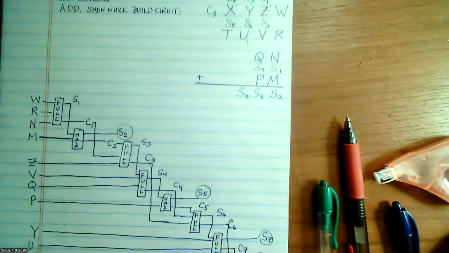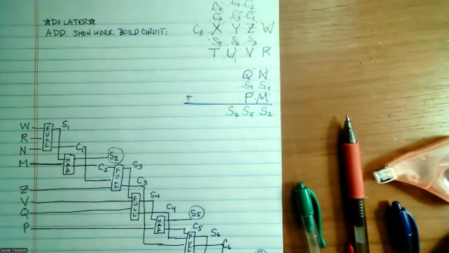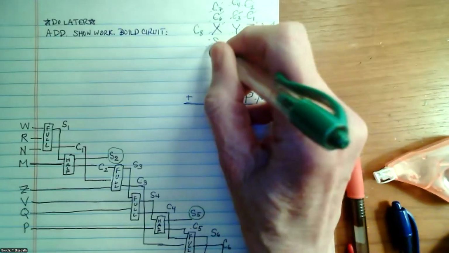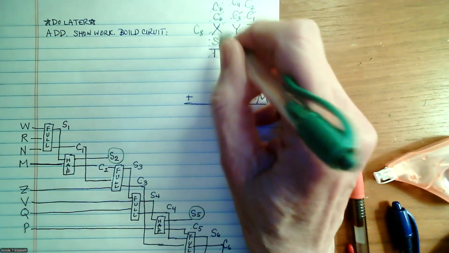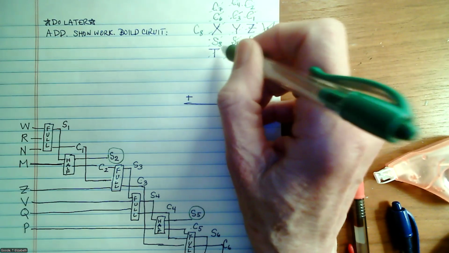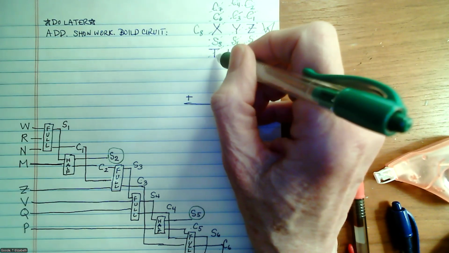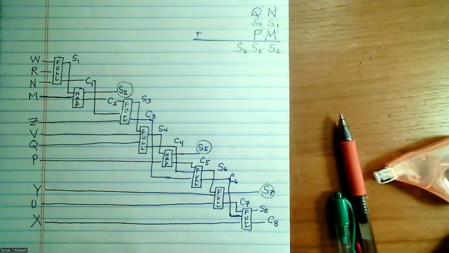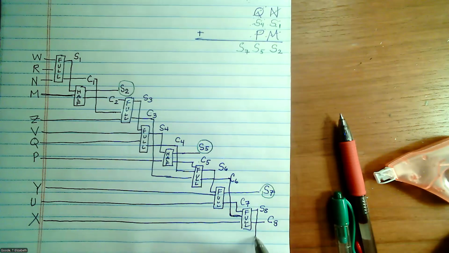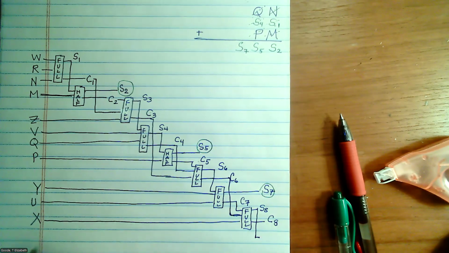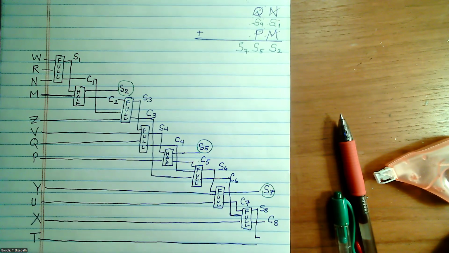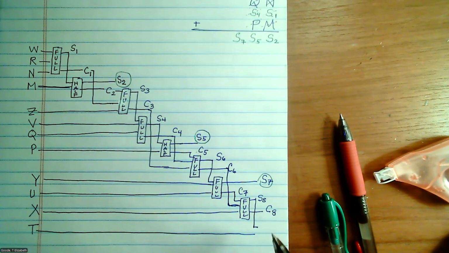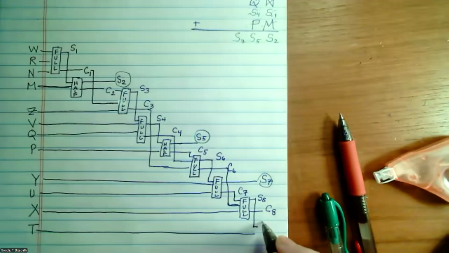Now what? Now we add S8 and T. We're finishing up the 2 to the 3, the 8's column. We're finishing up the 2 cubed column. So it's S8 and T. Oh, we have just barely enough room. So what do we use to add S8 and T? A half adder. And what is the output from that?